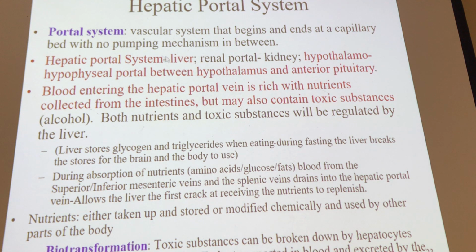Right, so here the hepatic portal system, the hypothalamo-hypophyseal portal system, the concept is always the same. We're trying to redirect blood flow before it returns to the heart. And probably the easy way to mention it is two capillary beds connected to each other in two organs, and then it goes back to the heart.